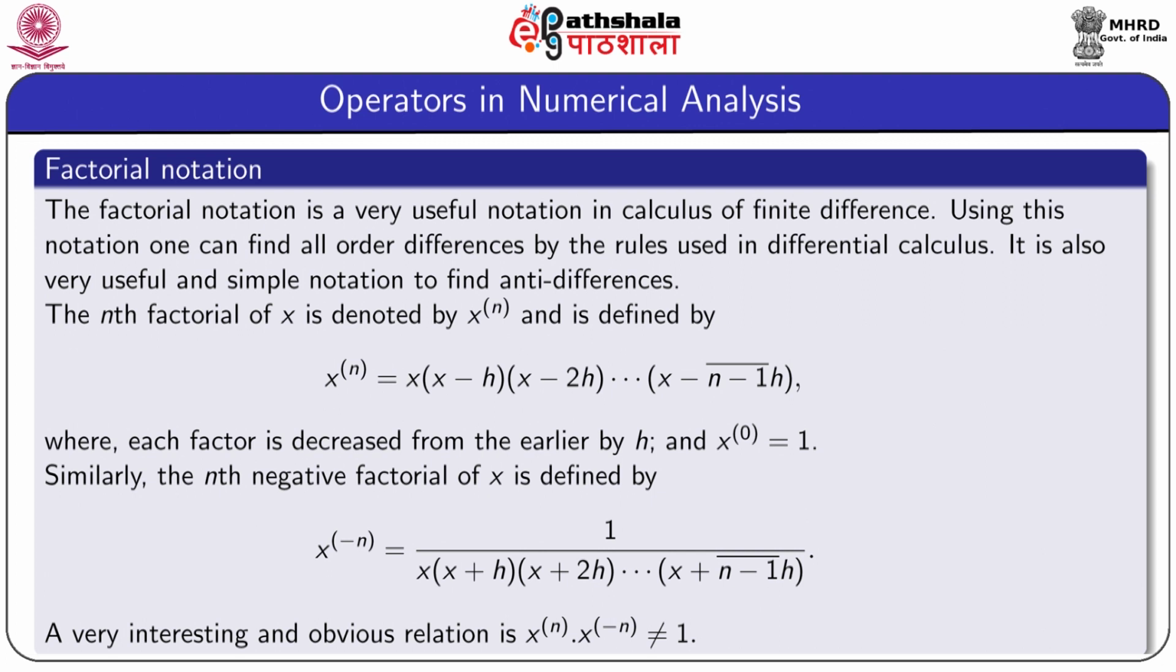In particular, when n equals 0, x power factorial 0 is equal to 1. Similarly, for negative n, we can define the factorial power of x like this: x factorial minus n equal to 1 by x into x plus h into x plus twice h and so on up to x plus n minus 1 into h. But it is very interesting that x factorial n into x factorial minus n is not equal to 1. That means, x factorial n is not the inverse of x factorial minus n with respect to ordinary multiplication.